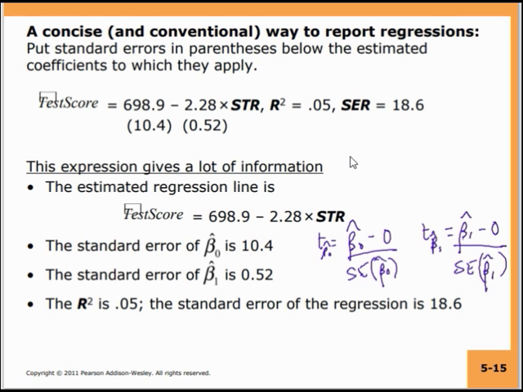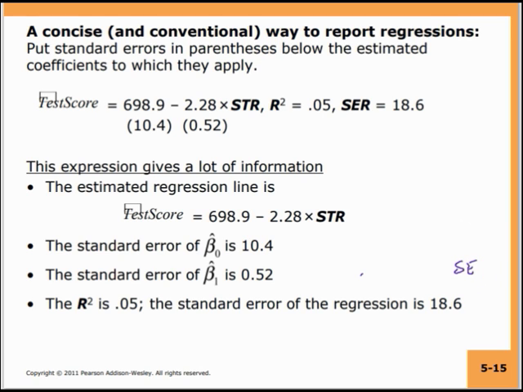Okay, and then we also know that the regression R square is 0.05, that your X explains only 5% of the variation in Y. That also is given in this formulation, and we also know what the standard error of the regression is, or what is the standard deviation of the errors in the regression. So in a very concise manner, all of this information is given in this particular line.